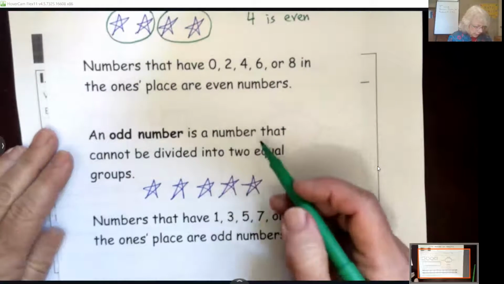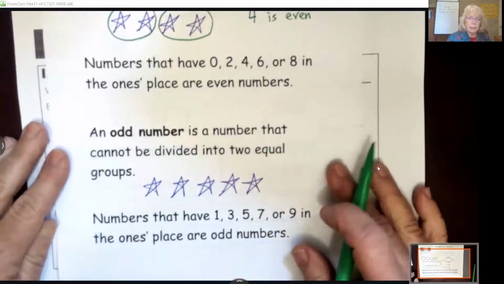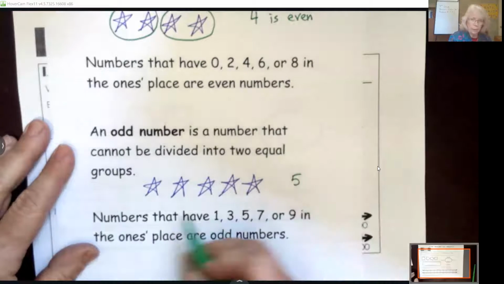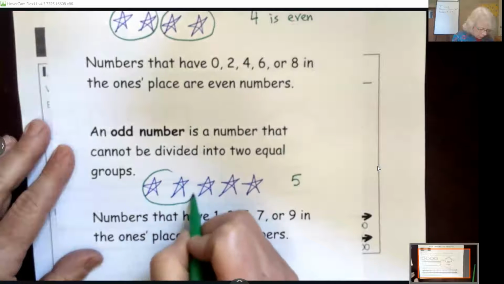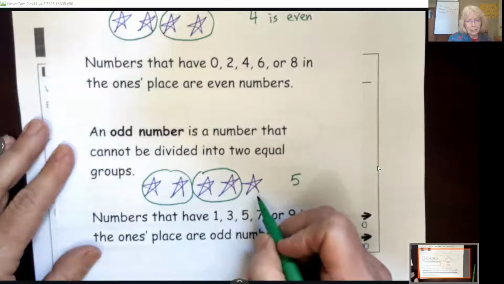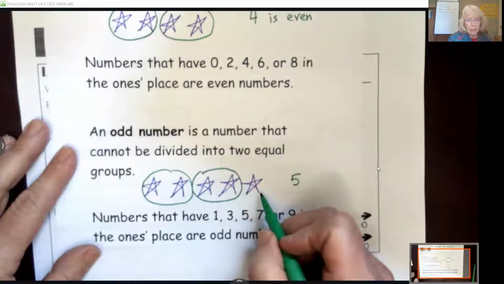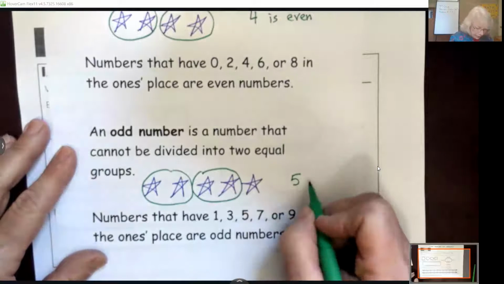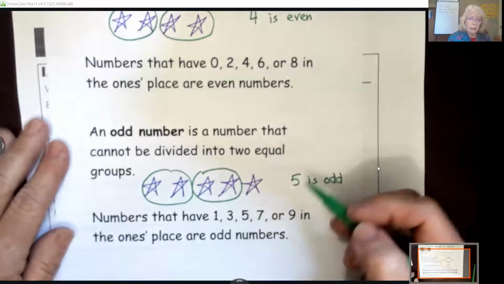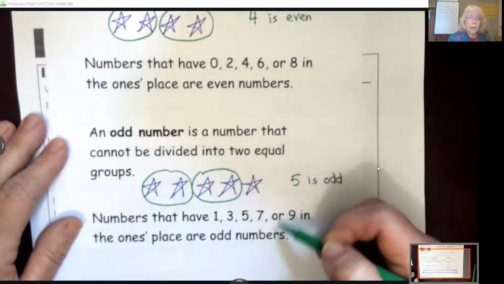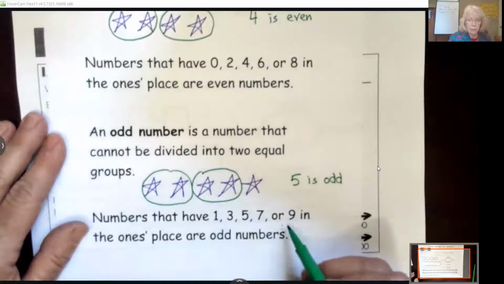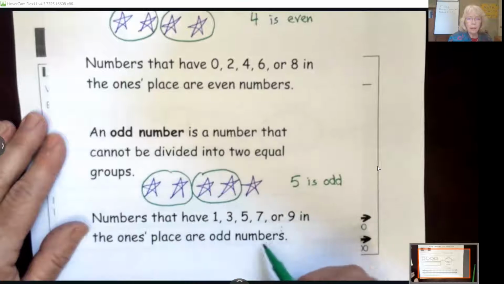Odd numbers, an odd number is a number that cannot be divided into 2 equal groups. So here I have the number 5 represented by 5 stars. I can do 1 group of 2, 2 groups of 2, and then I have a little lonely guy. So he is the odd person out here. And 5 is odd. And just as above, again, larger numbers have a pattern, and we'll learn that numbers that have 1, 3, 5, 7, or 9 in the ones place are odd numbers.